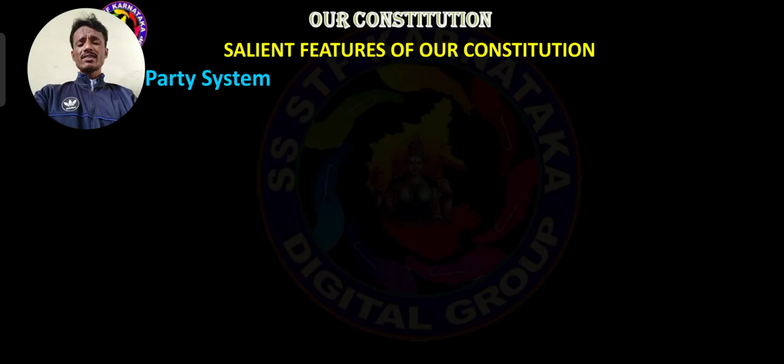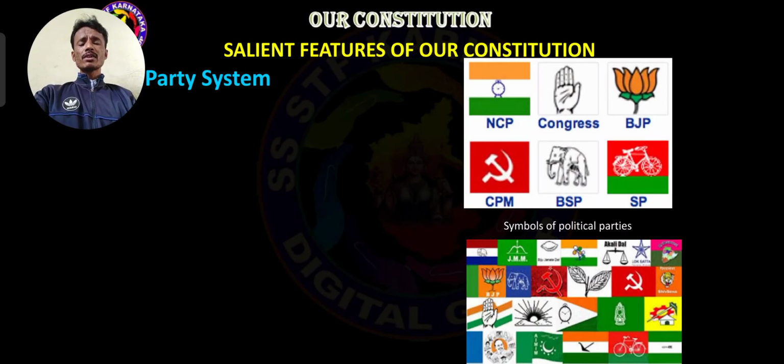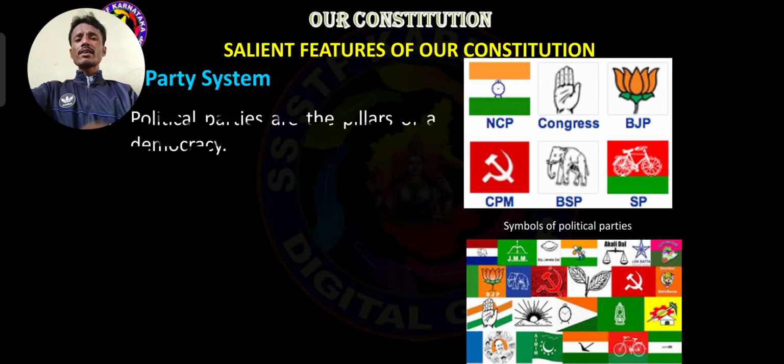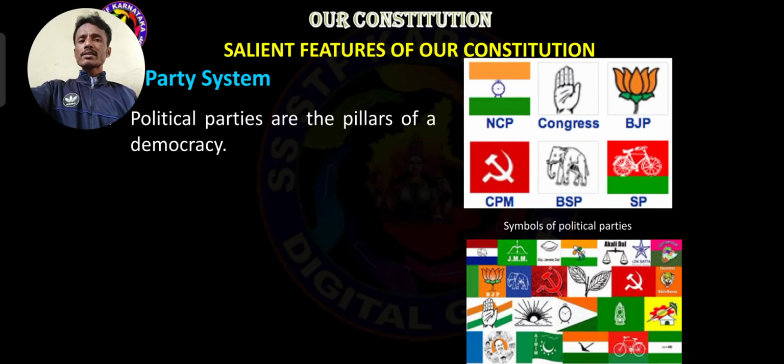And the party system. So what is the meaning of party system? Throughout the country, so many political parties are there. State-wise, different and varied types of parties are there. So that is a party system. Political parties are the pillars of democracy.